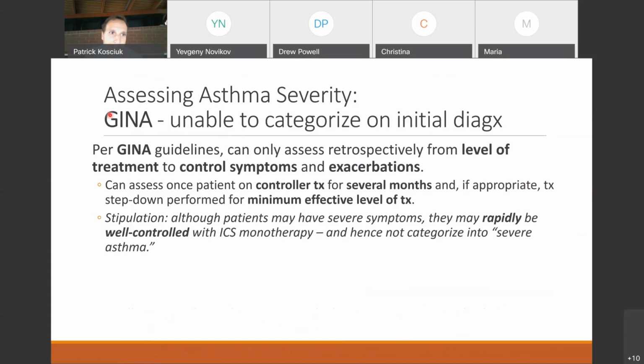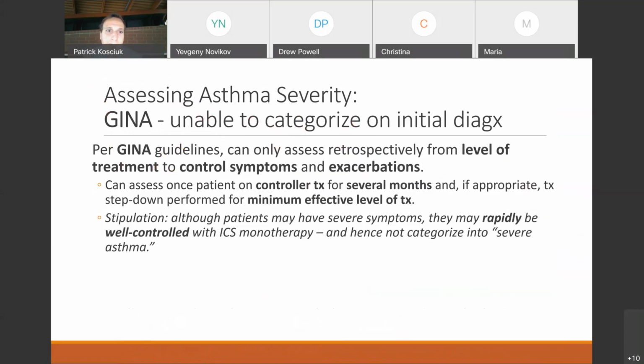With the GINA guidelines, you will not get a severity off the bat. A new diagnosis of asthma, you cannot determine how severe someone is. So according to GINA guidelines, it doesn't really matter, like you're hitting them heavy with medications, but it doesn't matter what their initial severity is.